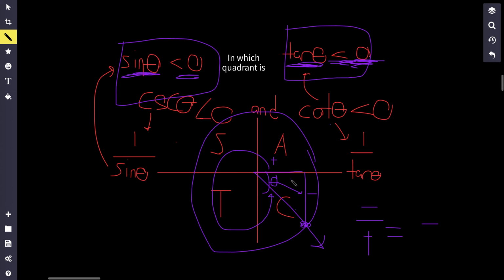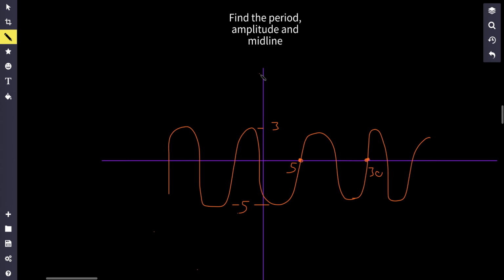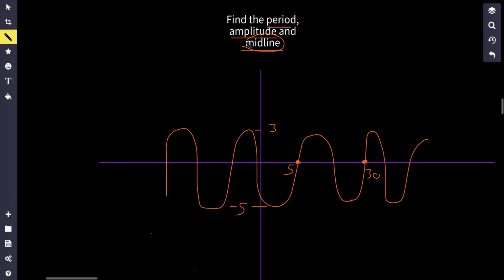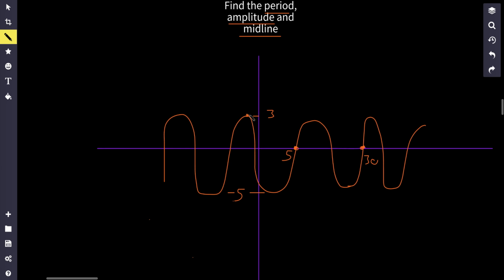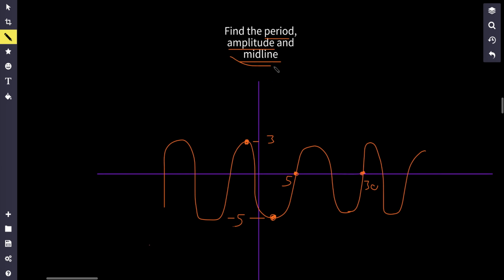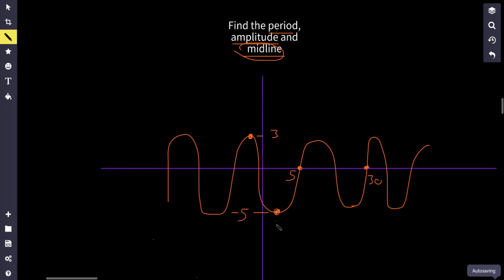All right, so find the period, amplitude, and midline of this sinusoidal function. So the midline, in a sine function or a cosine function, you're going to have a maximum point and you're going to have a minimum point. The midline is just going to be the average between those two values. What's in between these two values?